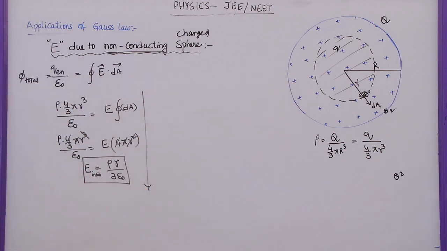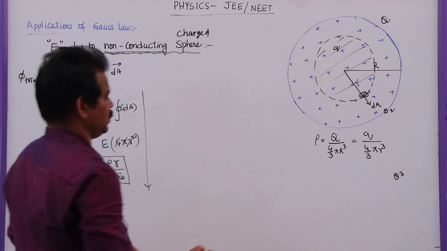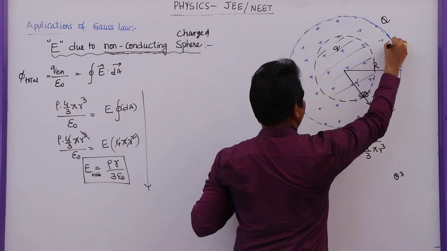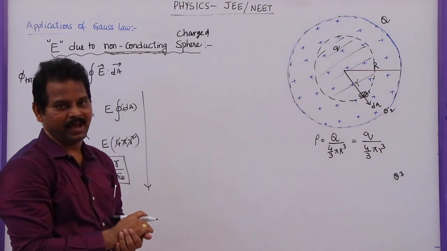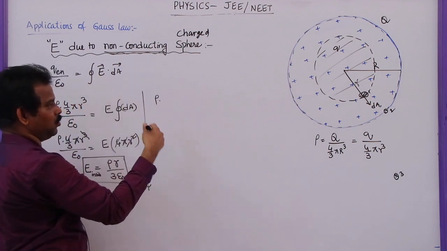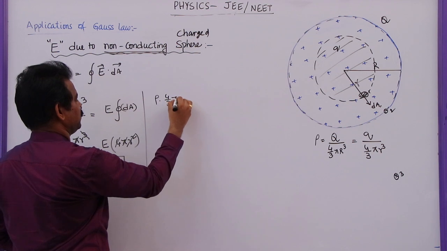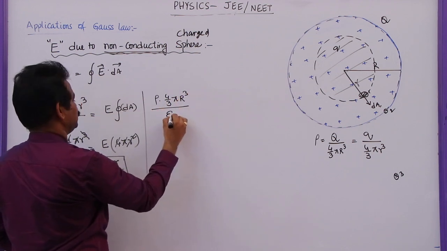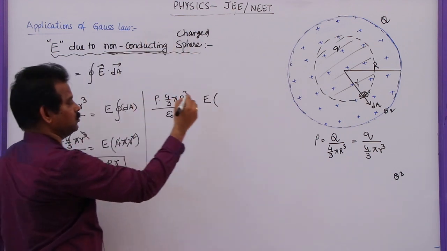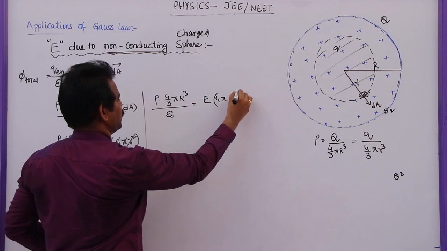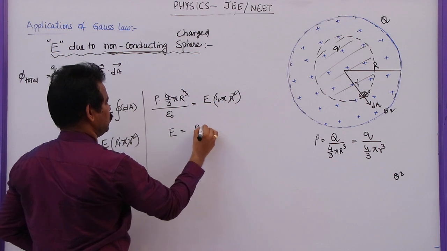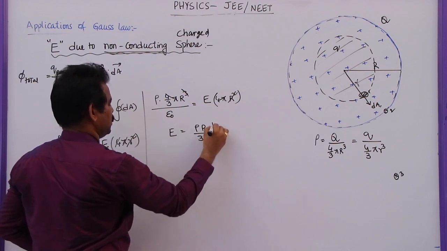Now, if we want to find the electric field on the surface of the sphere, you need to construct a closed Gaussian surface where the closed Gaussian surface and the surface of the actual sphere coincide with each other. So in this case, what is the total charge? Here I can write rho 4 by 3 pi R cube by epsilon naught, which is equal to E into the total surface area of the closed Gaussian surface, which is 4 pi capital R square. 4 pi gets cancelled, this gets cancelled. Electric field is equal to rho R by 3 epsilon naught.